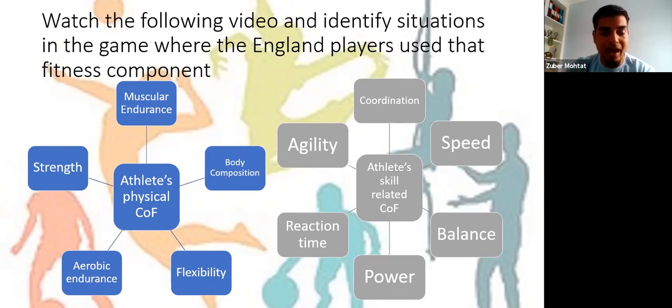So if we start off with athlete's physical component of fitness, one of the ones you might focus on is flexibility. So give me a situation in your sport where you would use flexibility. Another example you might use for a skill-related fitness component is power. So give me an example from your sport where power would be useful, or where power would be used. Okay, so actually, can you just type in 2 sentences, one for each fitness component?